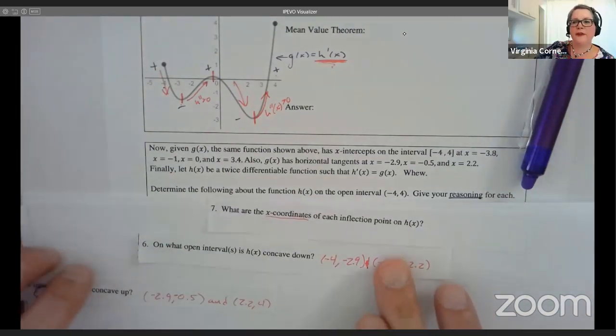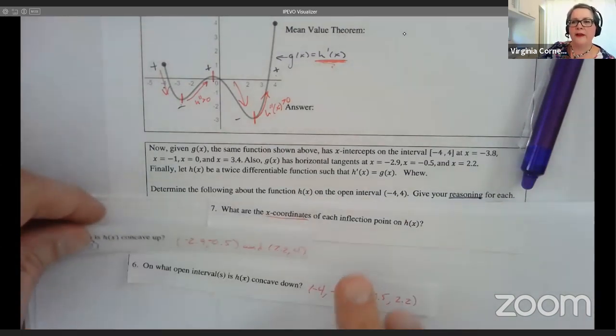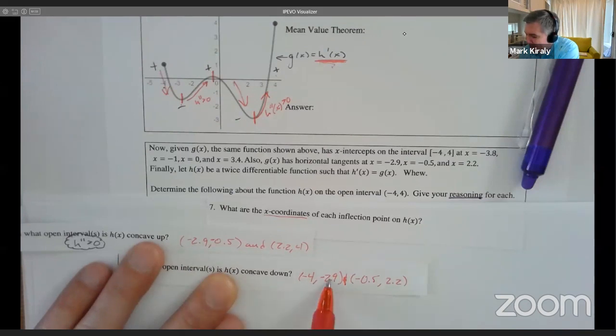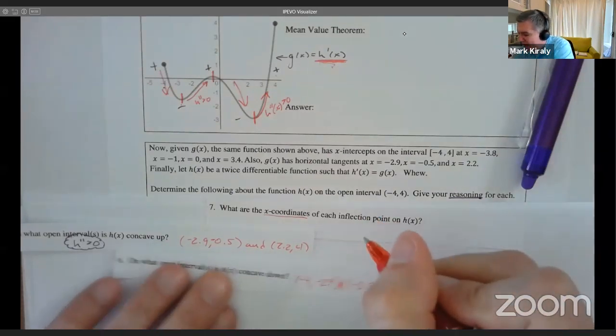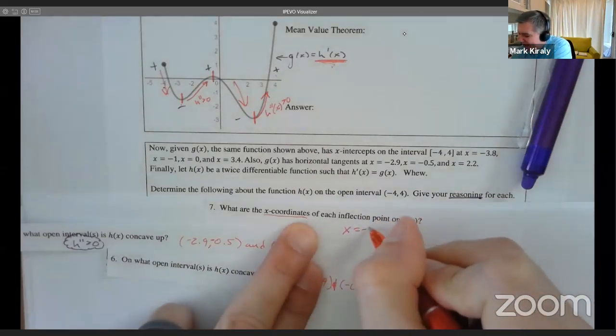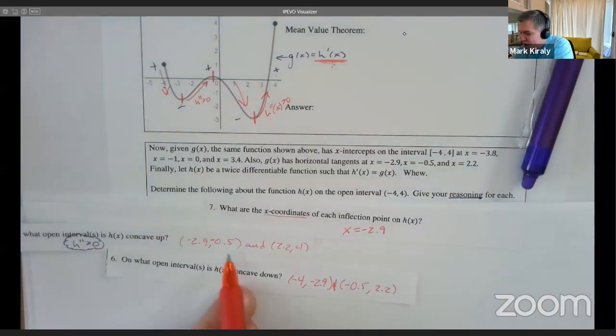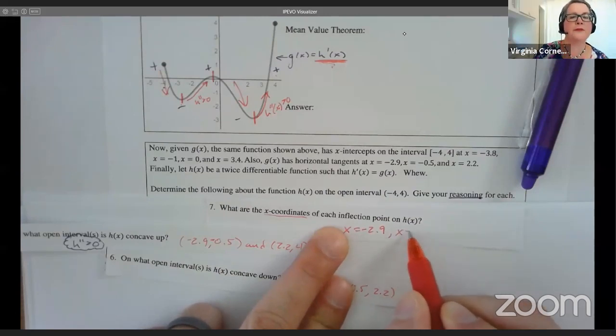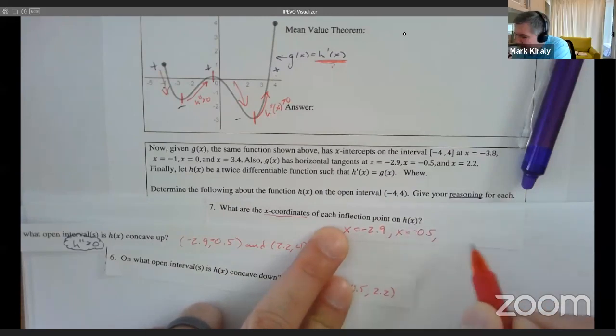And this is truly analysis. I mean, you are analyzing this graph of g, which is h prime. We have a change at -2.9, right? And we have a change at -5/10. And 2.2. Are there three of them? Yes, there's three because there are those three horizontal tangents. Yeah, interesting.